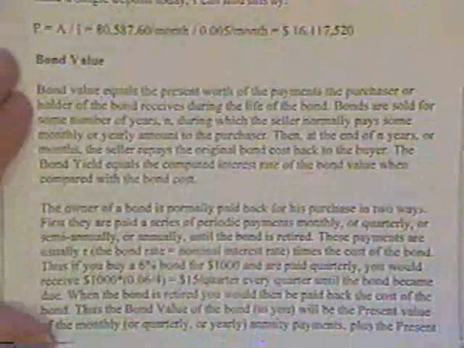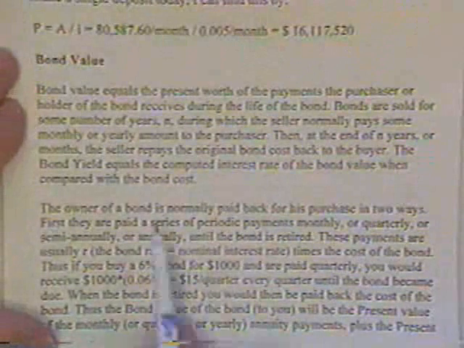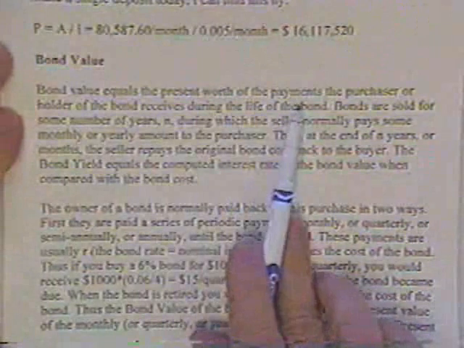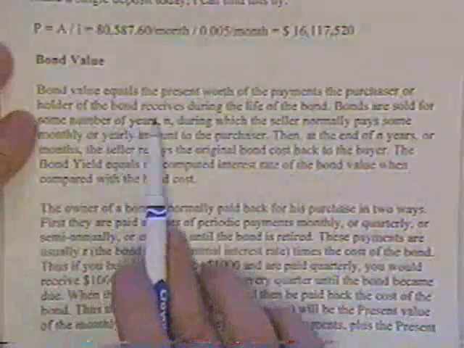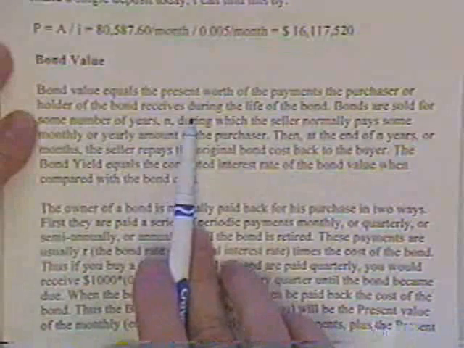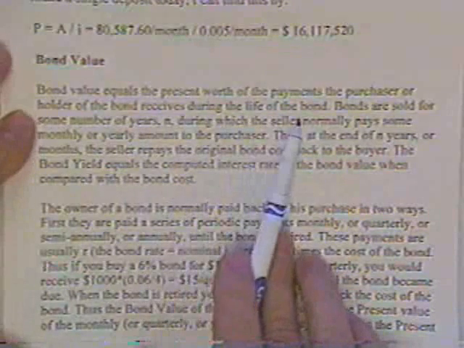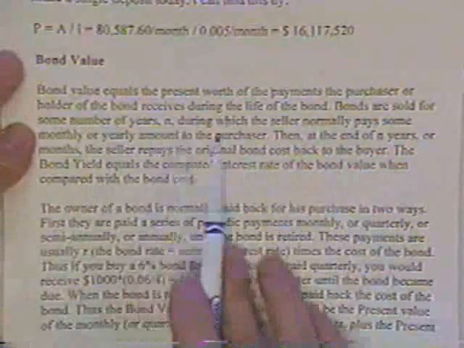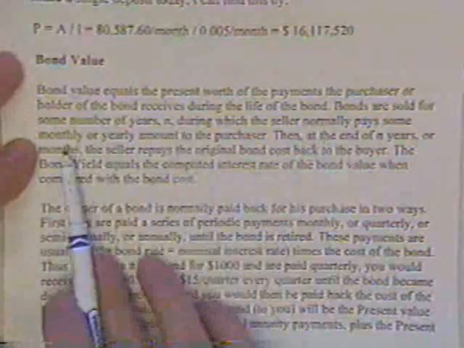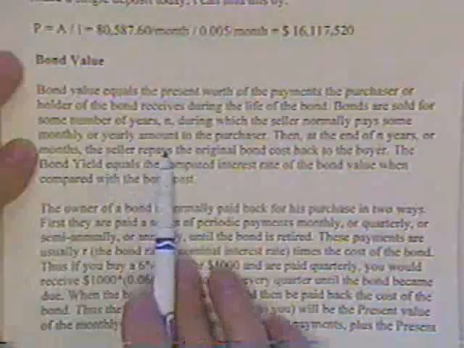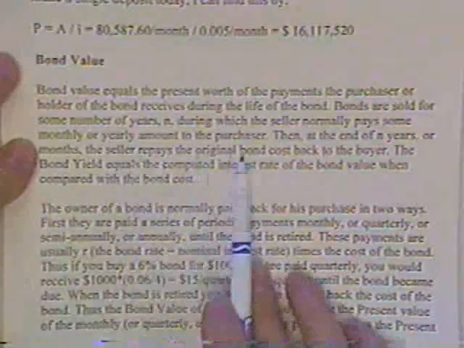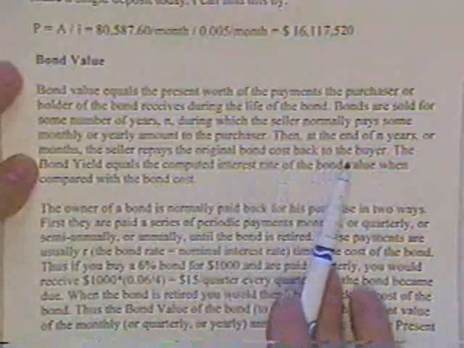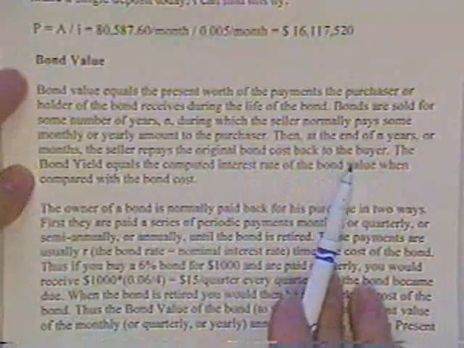All right, now bonds. A bond value is the present worth of the payments that the purchaser or the holder of the bond receives during the life of the bond. They're sold for some number of years, in which case the seller normally gives you monthly or yearly money. And then at the end of the years, of course, you get back the original cost of the bond. That's the way they normally work.